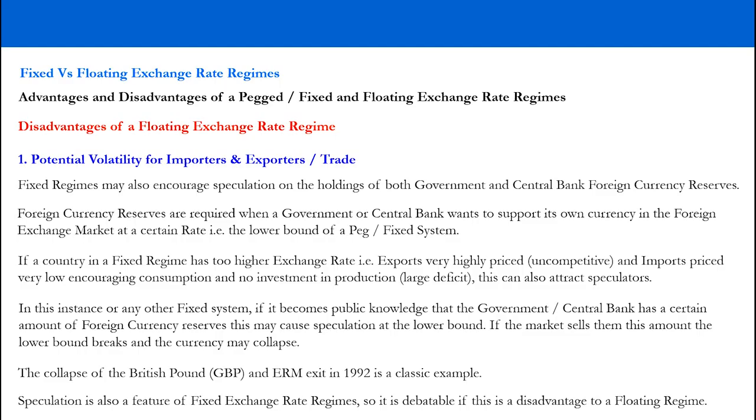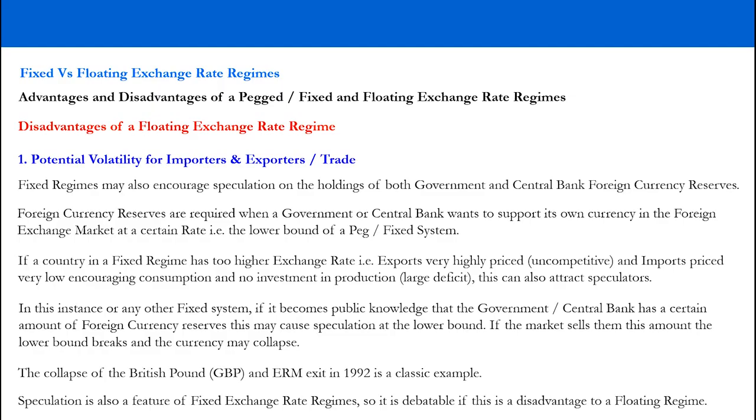But there is a little problem with this, because a fixed system is known, and the financial markets know that if a fixed system is in place, then the government or central bank must be holding a certain amount of foreign currency reserves in order to support their currency. And this creates speculation in itself as to how much foreign currency reserves are sitting at the central bank or the government is holding.